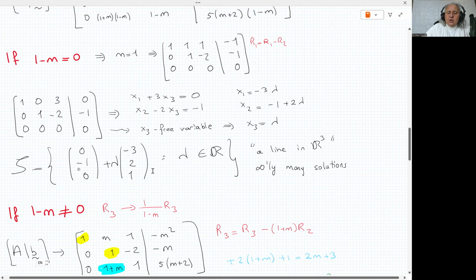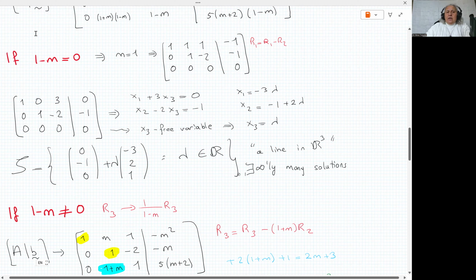So this is a one-dimensional object in three-dimensional space. A one-dimensional object in three-dimensional space is a line. So the solution space is a line. In that case, there exist infinitely many solutions. I can put that here too.